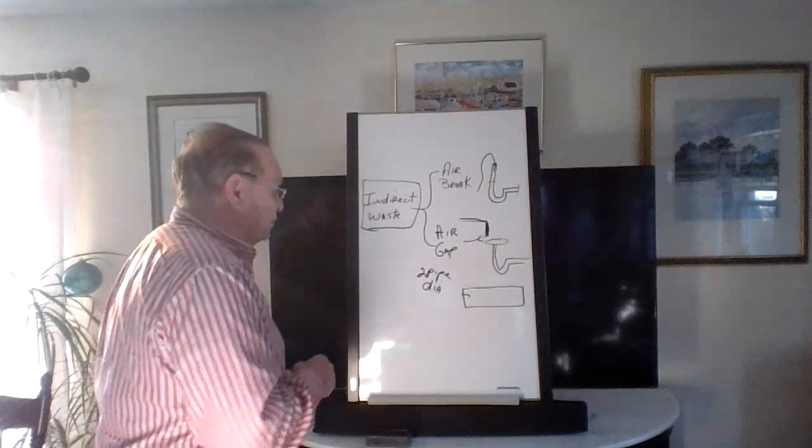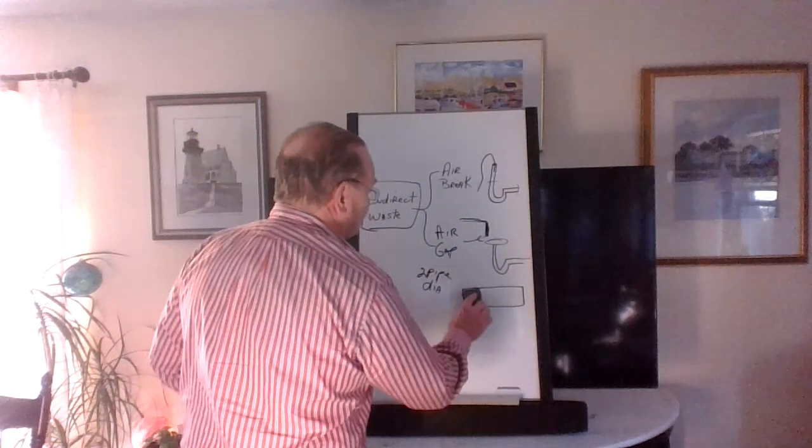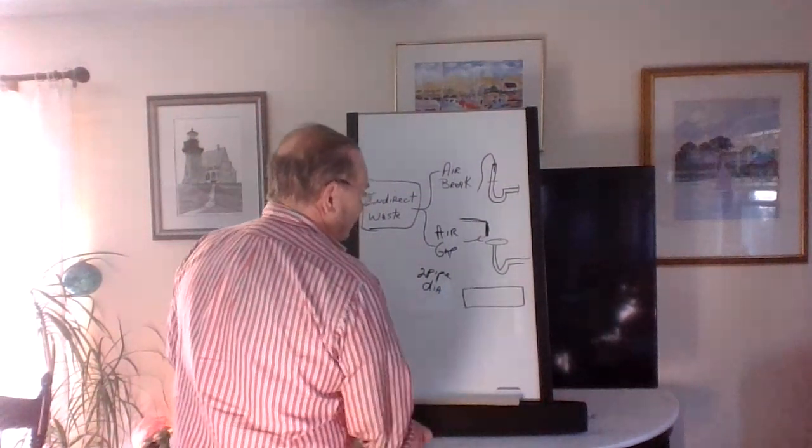Okay, so that's an example of how you get around this 2 pipe diameter rule. Another one, and this one I think a lot of you guys that do remodeling will see if you haven't seen it already. The old tub on legs.